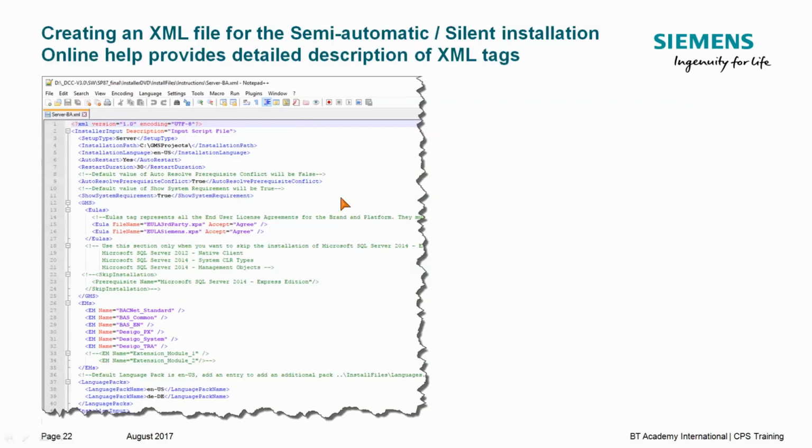So whatever you define in the custom installation manually, can be configured here to have this automated process, either the semi-automatic or the silent installation. In this section here, it can be defined if an end-user license is accepted, automatically agree. And in this section here, we have the section of the Microsoft SQL Server 2014 Express Edition.